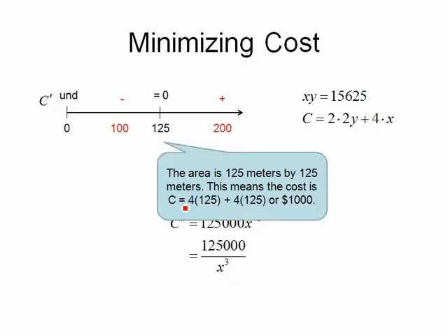So that means our area is 125 by 125 meters, and I can get that other 125 using my area expression up here. And the cost then is going to be C equals 4 times 125 plus 4 times 125, or $1,000.